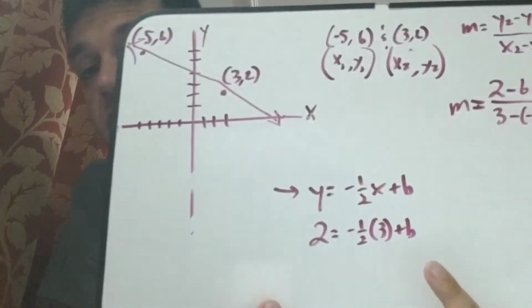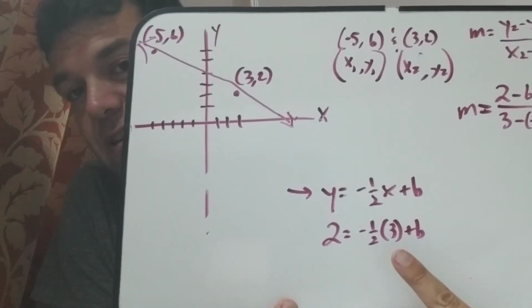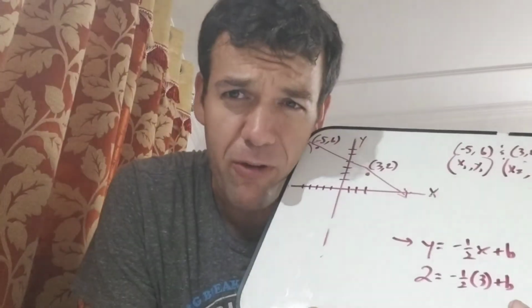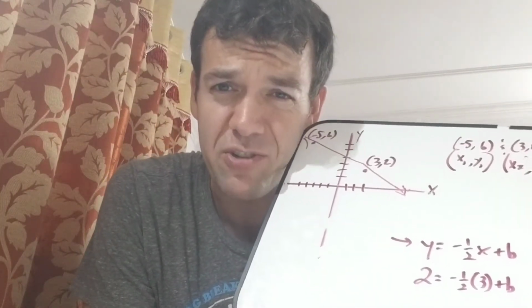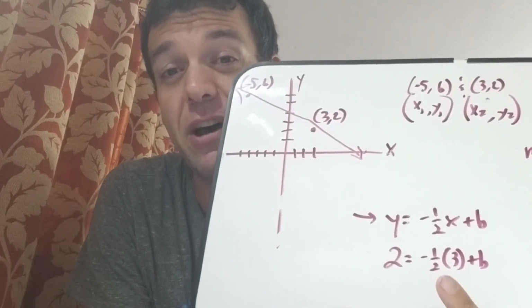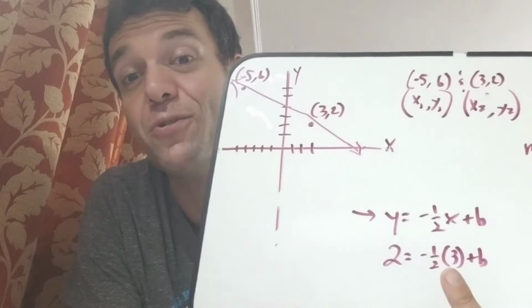So we get 2 equals negative 1/2 times 3 plus b, like so. Now I'm going to multiply that out, and it just becomes negative 1/2 times 3. Or you can clear fractions. A lot of people don't like fractions, so if you want to clear fractions, all you're going to do is multiply everything by the only denominator that's there, 2. So what I can do is I can double literally everything.